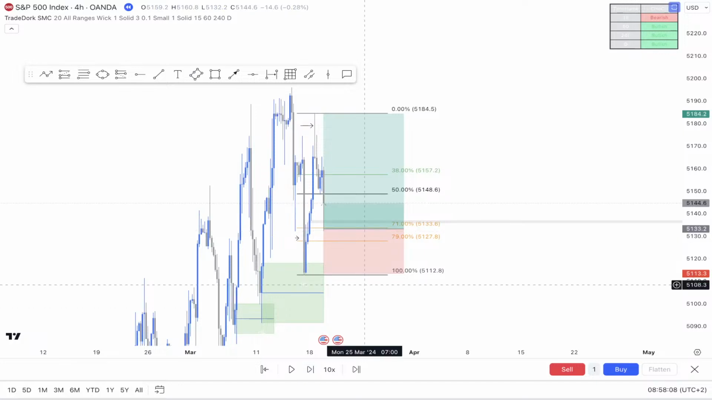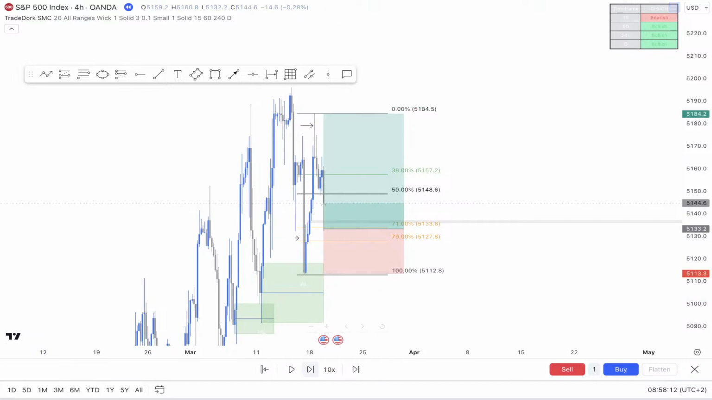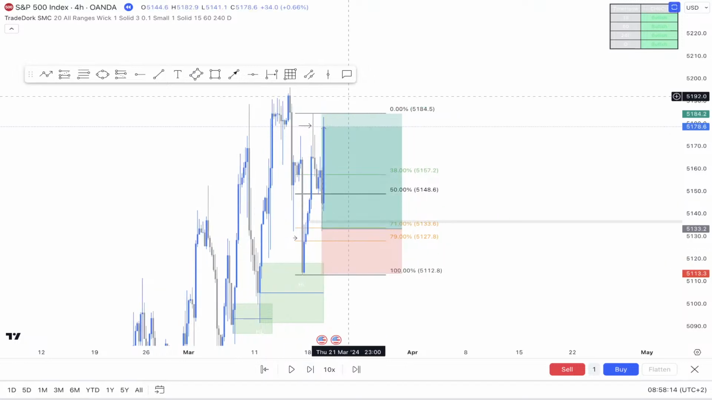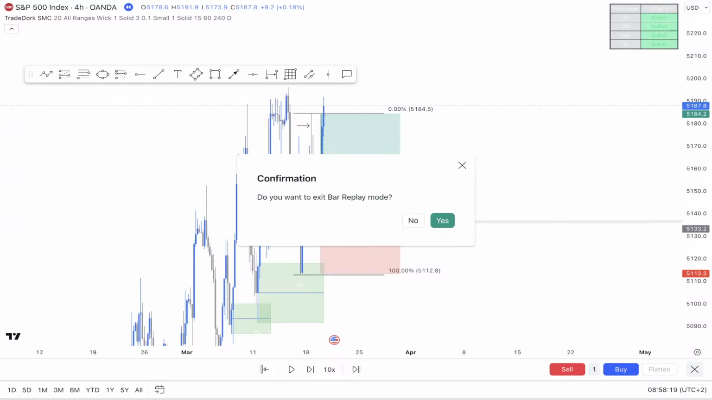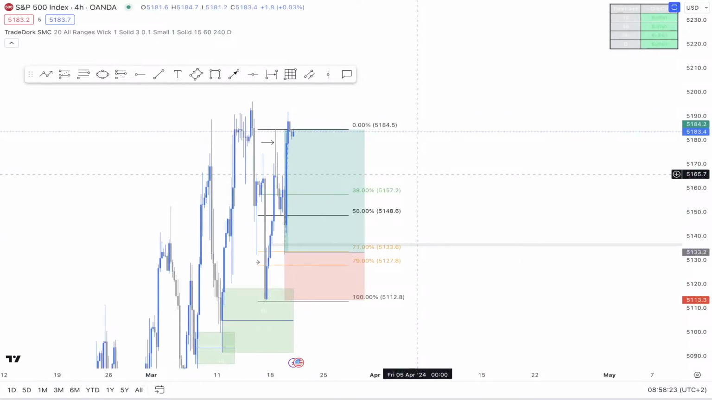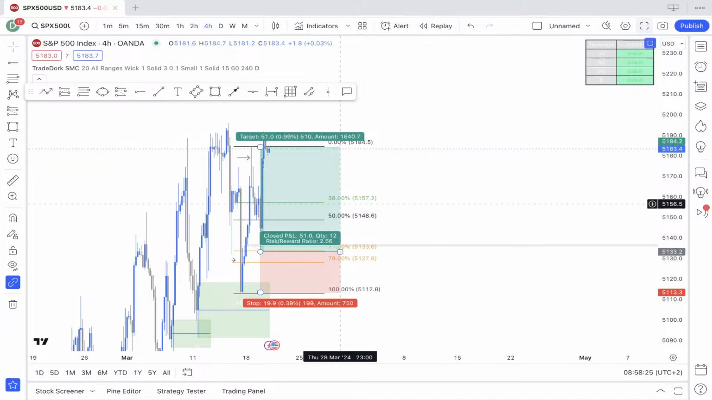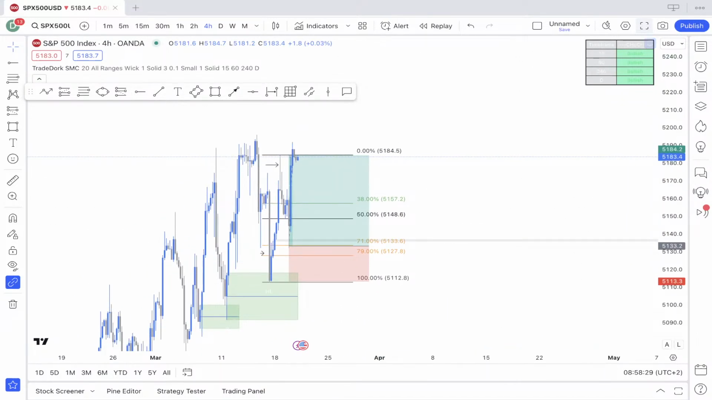Check this out, boom. It tapped us in right there. Very beautiful initial sniper reaction, and then it went straight into profits, smashing all of the targets. It was a very beautiful setup, and it played out perfectly. Literally next to no drawdown. So yeah, that's why we took this SPX setup.